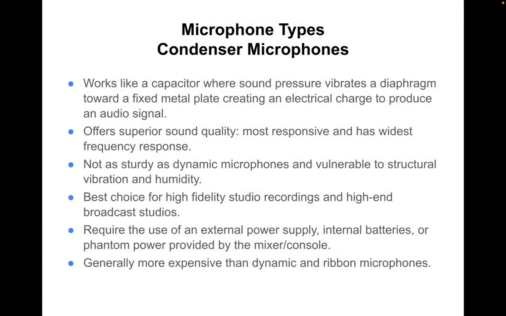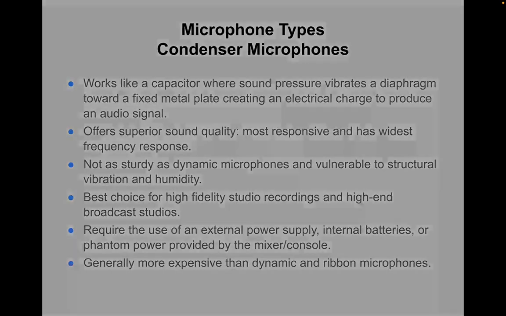Condenser microphones work like a capacitor where sound pressure vibrates a diaphragm toward a fixed metal plate, creating an electrical charge to produce an audio signal. These microphones offer superior sound quality and have the widest audible frequency response. Condensers aren't as sturdy as dynamic microphones, and they are vulnerable to structural vibration and humidity. These mics are the best choice for high fidelity studio recordings and high end broadcast studios. They do require an external power supply, internal batteries, or phantom power provided by the mixer or console, and are generally the most expensive microphone options.